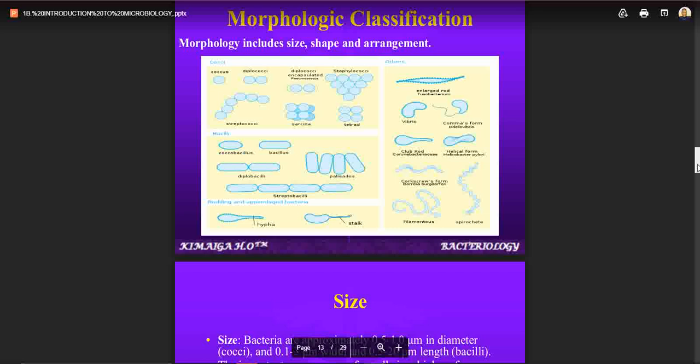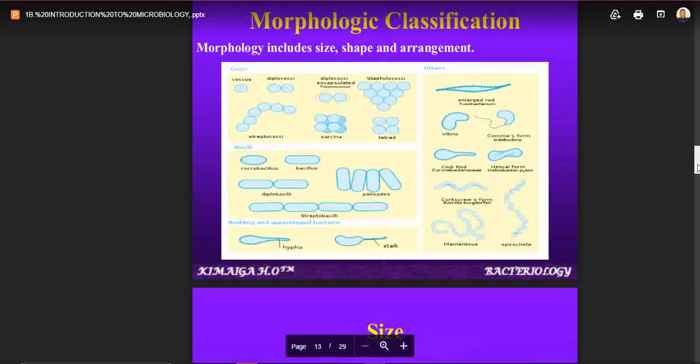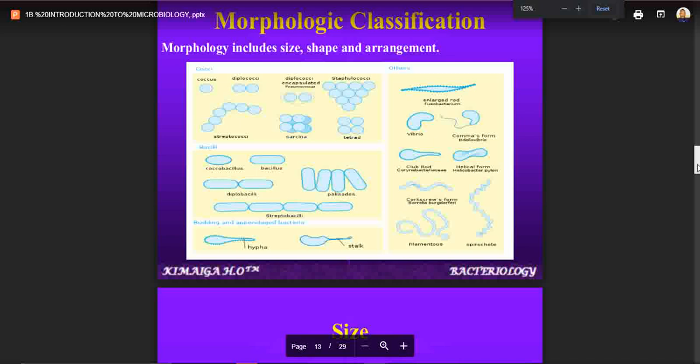Sarcina, they are like 4 pairs. Then you have tetrads, they are only 4. Then bacilli: we have Coccobacillus, Bacillus itself, Diplobacillus, Palisades, Streptobacillus, and if you use YouTube, you can see whatever I'm saying and you can see them in detail. So that is that. Let me try to enlarge this.